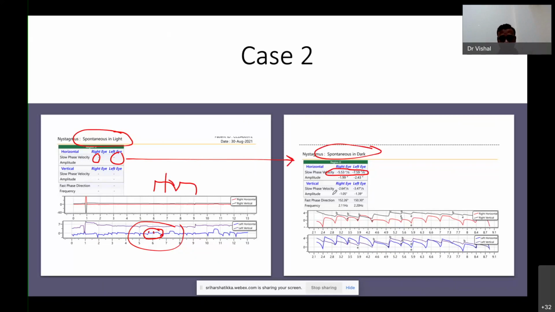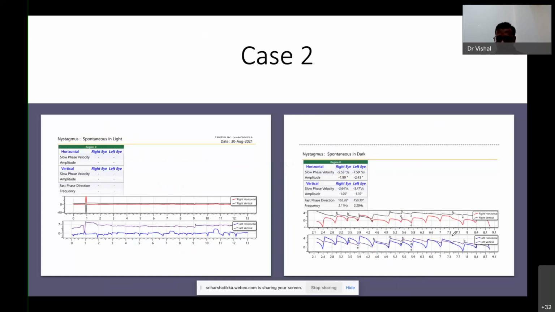So with fixation, actually there was reduction in the intensity, amplitude and velocity of nystagmus. And without fixation, the patient had a typical nystagmus, with this typical exponentially increasing velocity waveform. You can appreciate here the waveform is like this. So the initial part is very slow in velocity, and the later part is faster. So that is what is seen here.